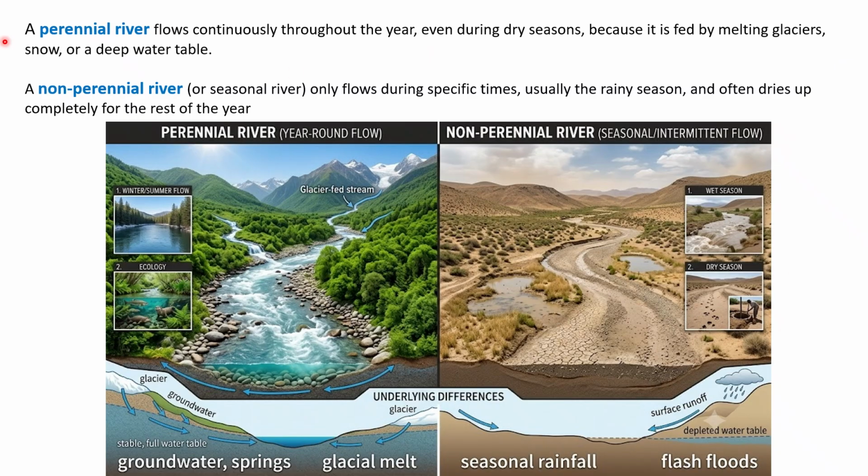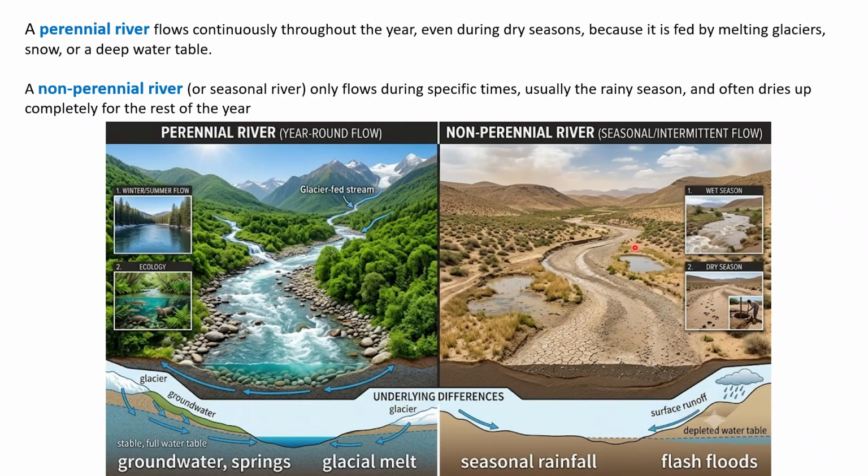Then, do you know about perennial rivers and non-perennial rivers? Perennial rivers means, as you can see from these two images, rivers which continuously flow through dry seasons also, because they are fed by melting glaciers, snow, or a deep water table. So perennial rivers will have water all through the year.